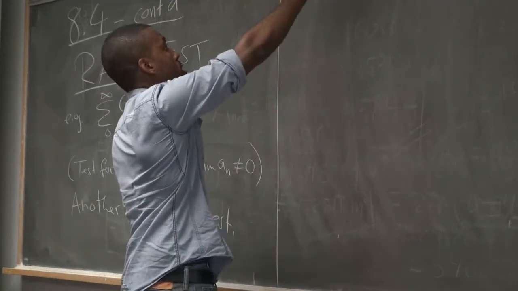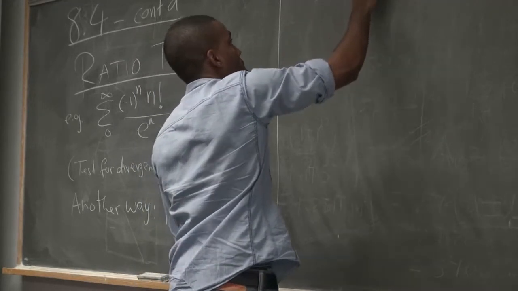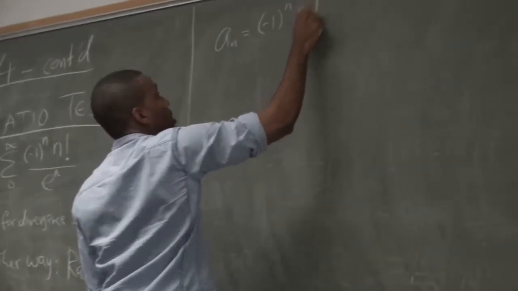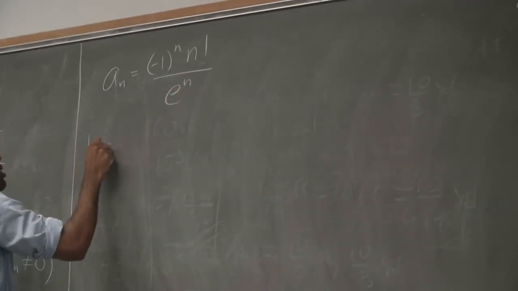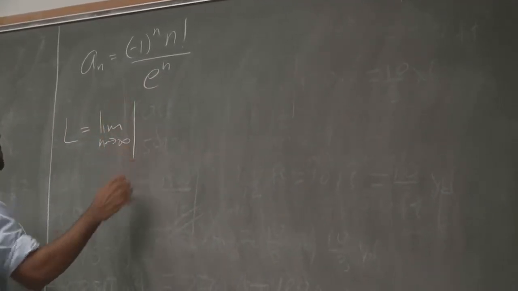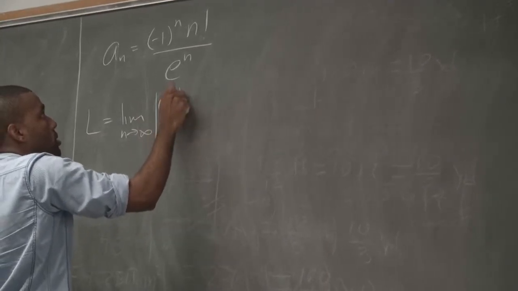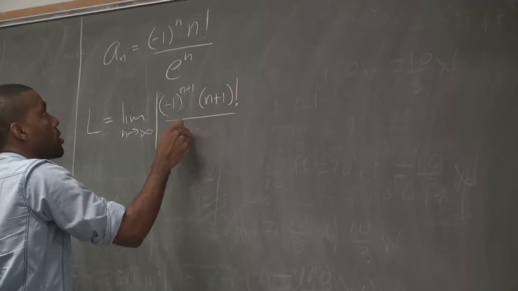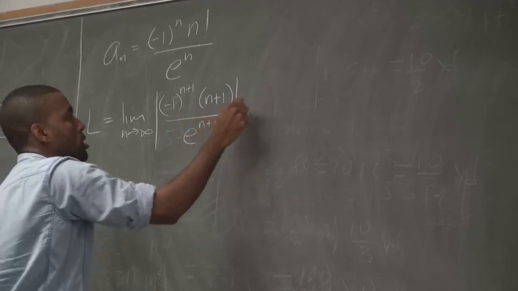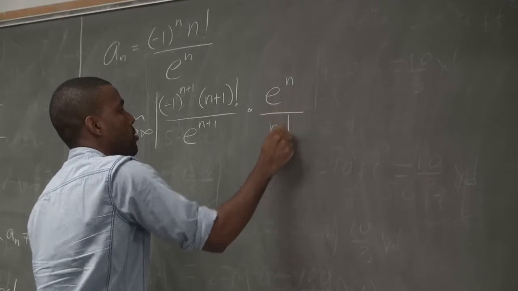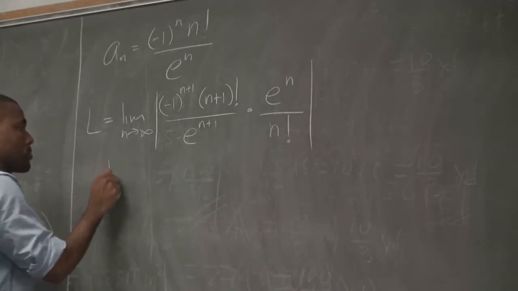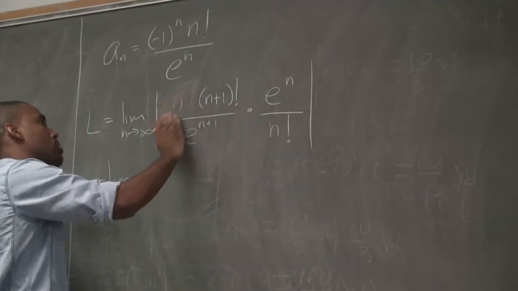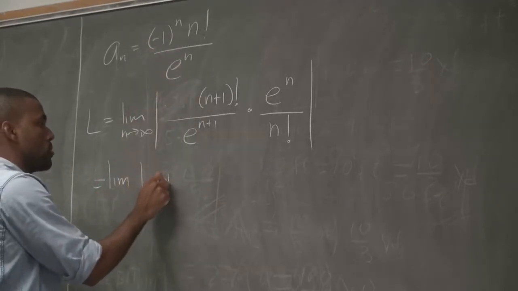So let's apply the ratio test here. What would we get? We would get L is equal to the limit. You first write out a_n is equal to n, so L is equal to the limit of (n plus 1) times e to the n over n factorial. Right, this is equal to, and again, this is minus 1 to the n, ignore it because of the absolute values. So I can sort of put these guys together.